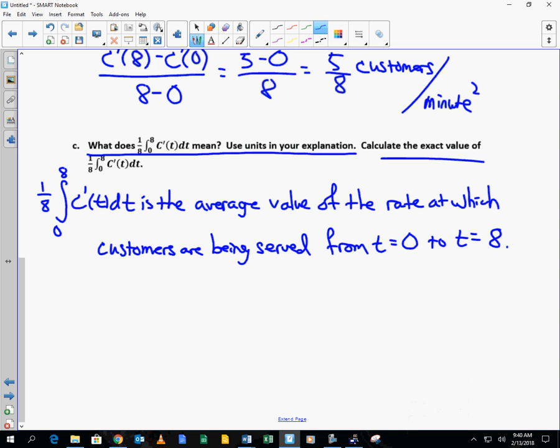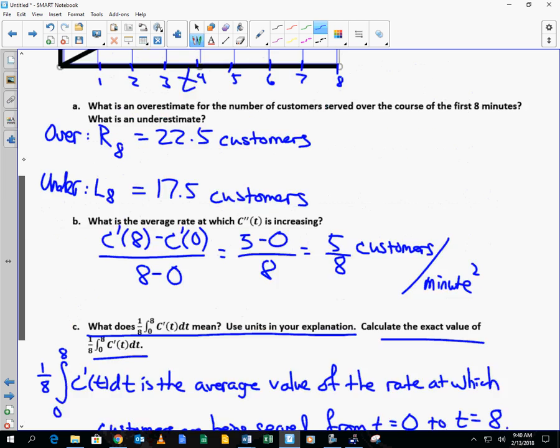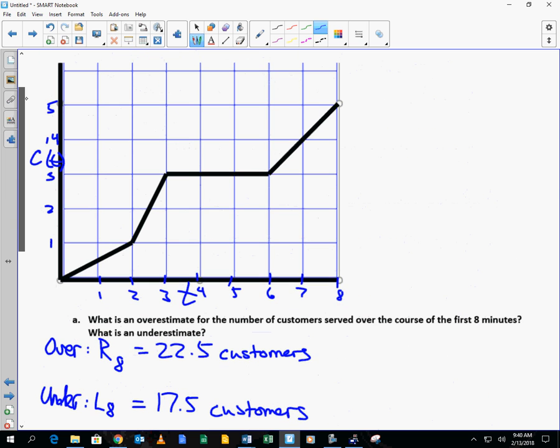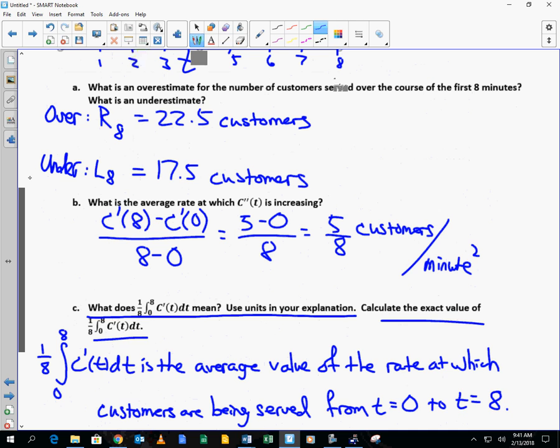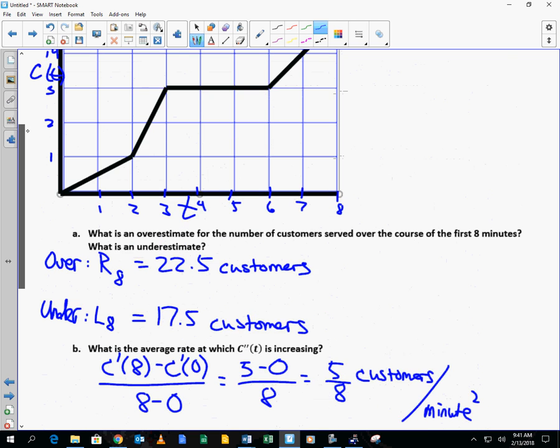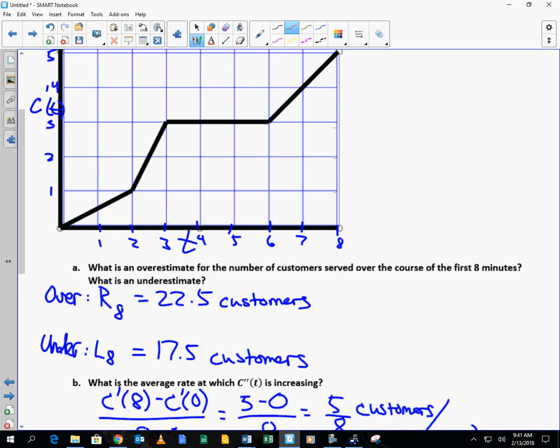Okay. Finally, let's calculate the exact value. So we're going to take 1 over 8 times, what is the width of each rectangle? If we want to calculate this, we simply have to find the area, right? Can we find this area? Yeah, we can find this area. It's no big deal. Let's just take 1/8 times this whole area. I'm going to divide it up here. We're going to do this easy. I'm going to look at these boxes right here.